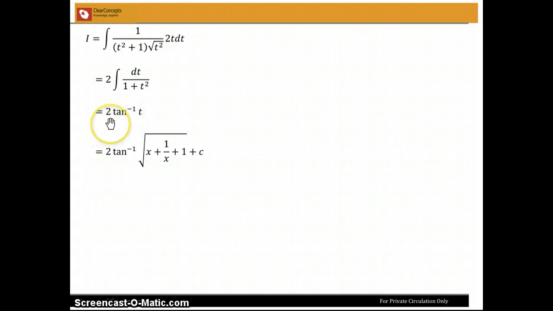That is 2 tan inverse t. And plugging in the value of t, the square root of x plus 1 by x plus 1, I get the integral to be 2 tan inverse square root of (x plus 1 by x plus 1) plus c.